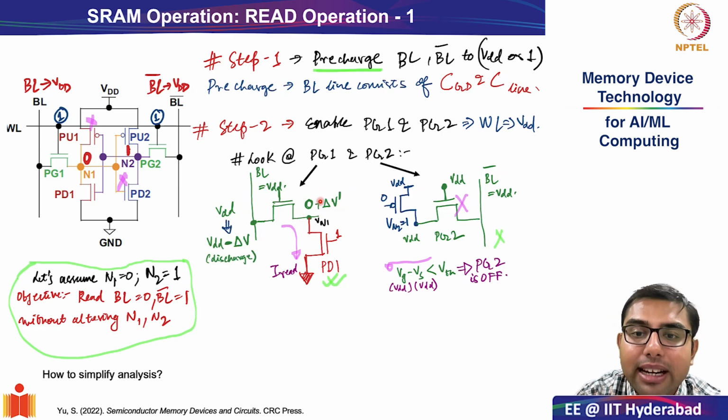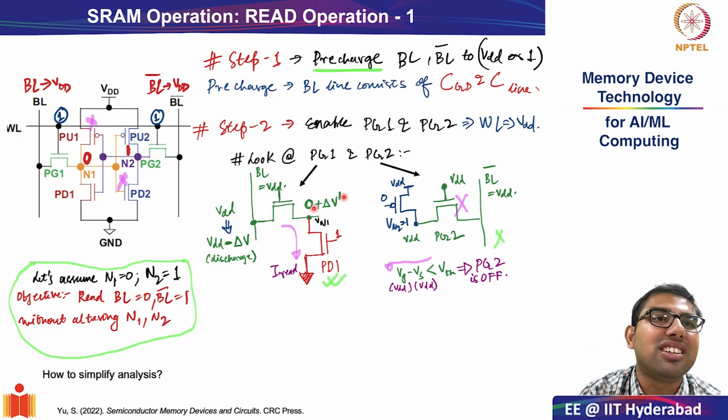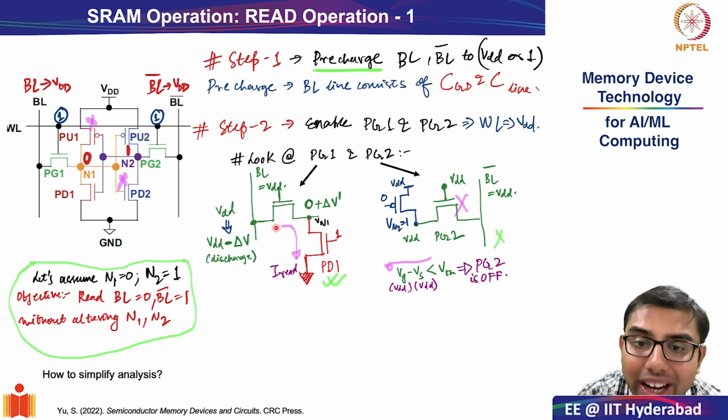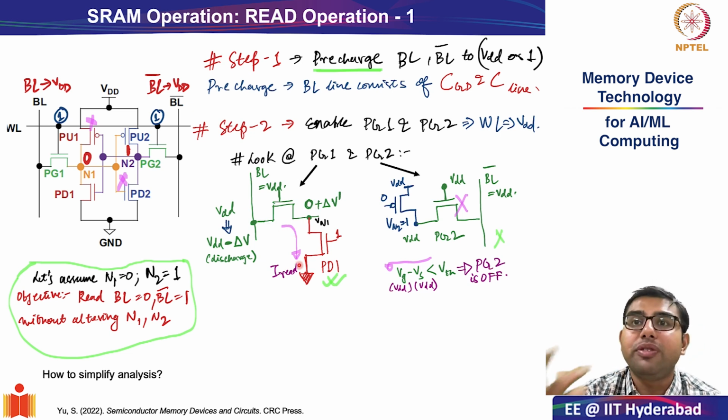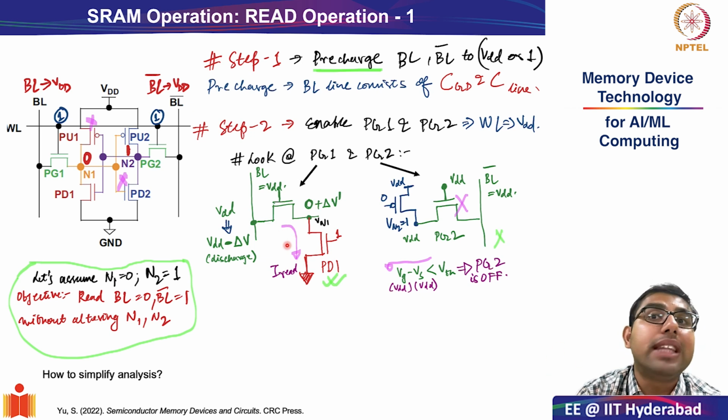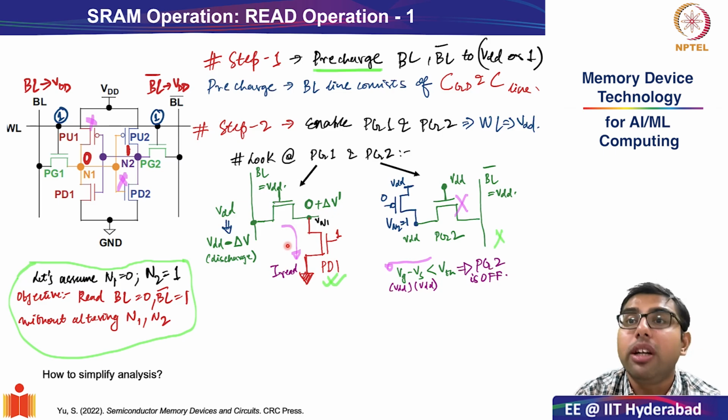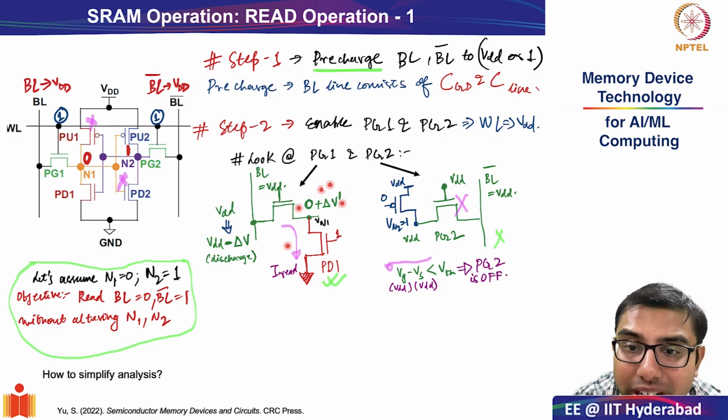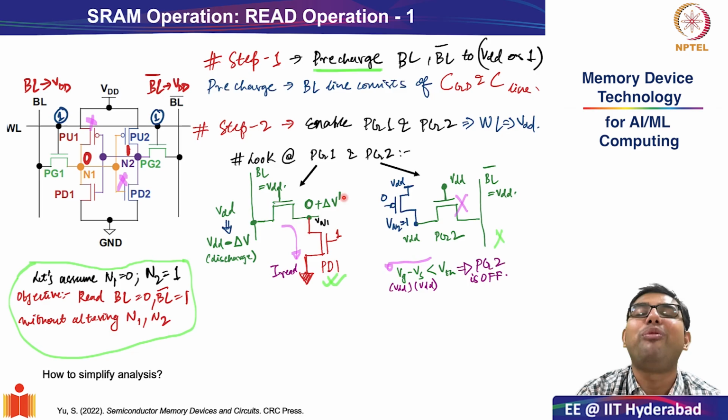A plus delta V dash, a small voltage appears on the drain of this transistor. Otherwise, a current cannot flow through it, right? As we know, current cannot flow without a finite potential difference. And since a voltage develops, plus delta V dash, on the internal storage node, where will this current come from? This current will come from the discharging of your bit line.